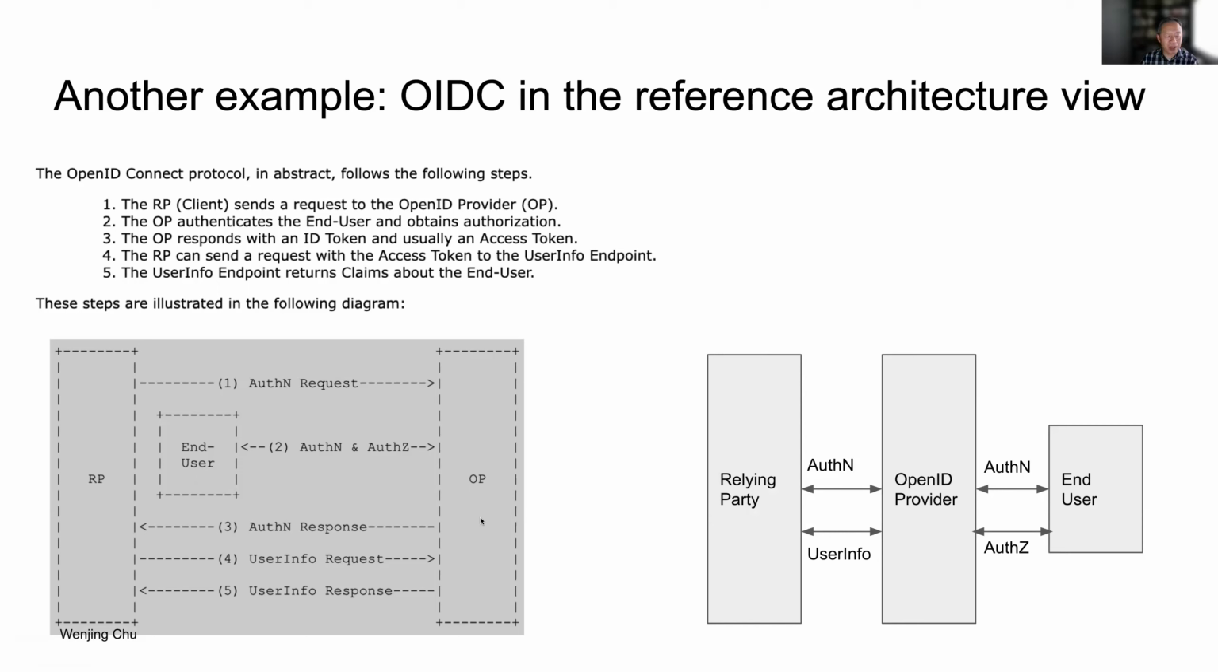I flipped this end user around on the right side to make the relationship, I think, more clear. So it's exactly identical, but we put the end user on one side and relying party on the left, and the OpenID provider in the middle. And you can see the relationship between them. The ID provider is a central entity that is a required entity and also knows most of the information flow, as you can see, for the authentication.